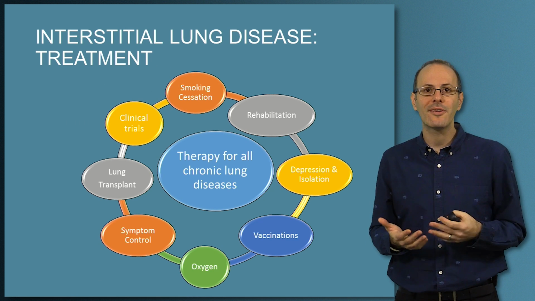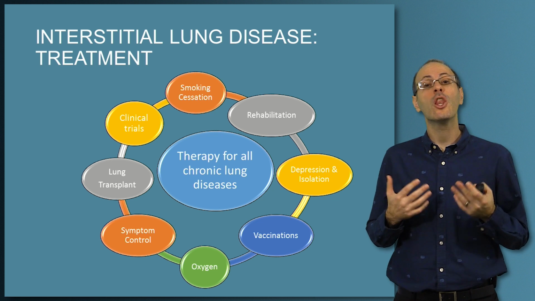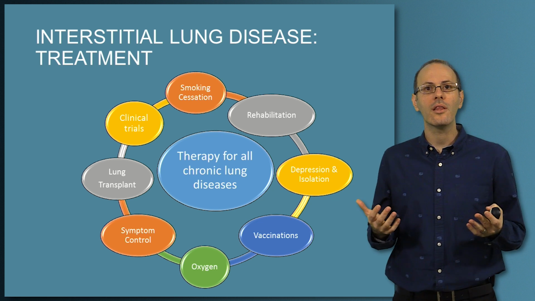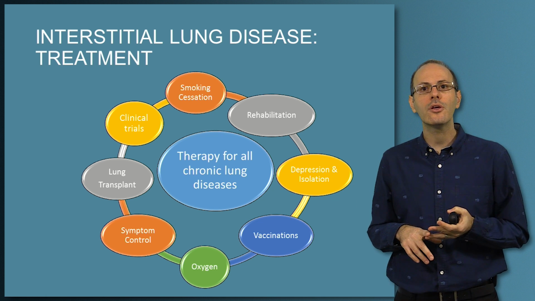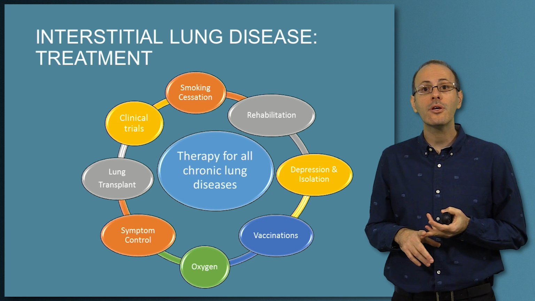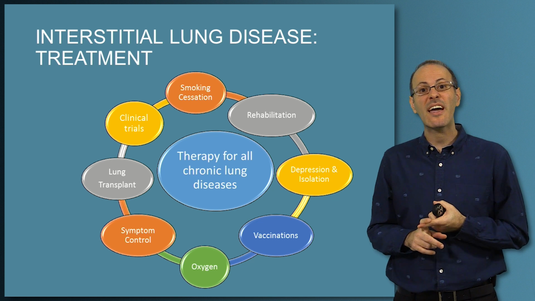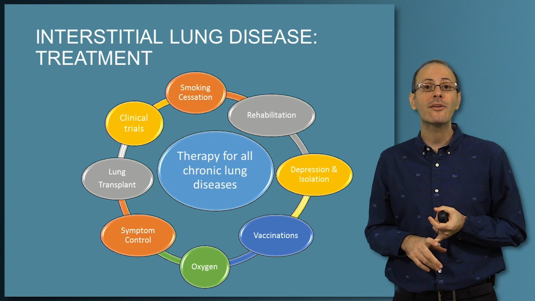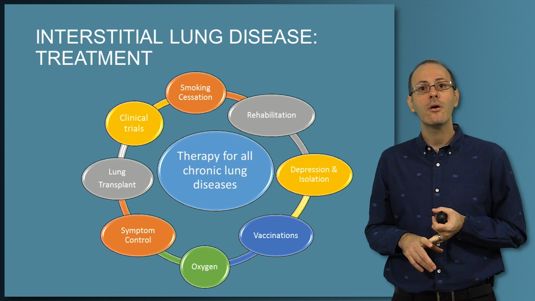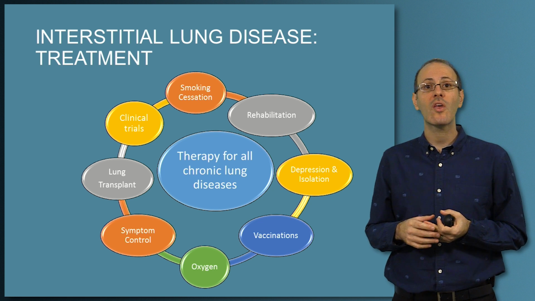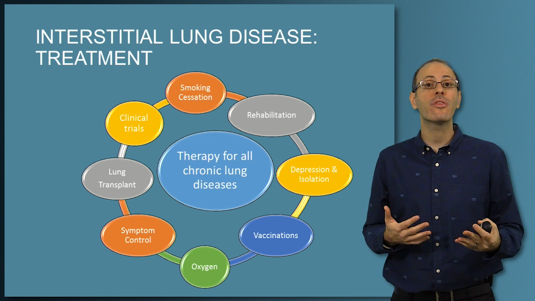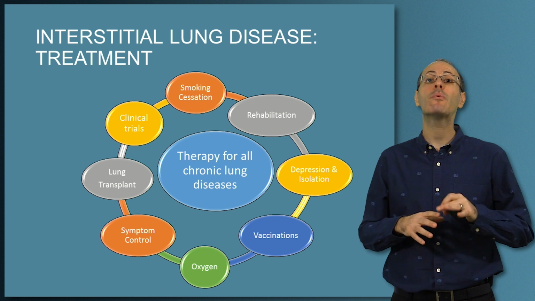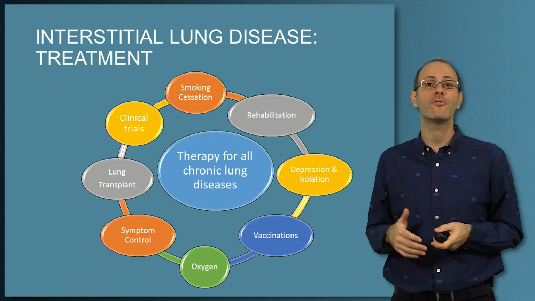When we talk about treatment of interstitial lung disease, really a lot of what we do is the treatments that we give all chronic lung diseases. So if you go around my circle here, you'll see smoking cessation, rehabilitation, treatment of depression, making sure patients get vaccines, treatment with supplemental oxygen, if required, symptom control, lung transplant in a minority of patients, and consideration of clinical trials to see if they can get access to experimental therapies that may not yet be approved. And these treatments really apply to all patients with chronic lung disease.